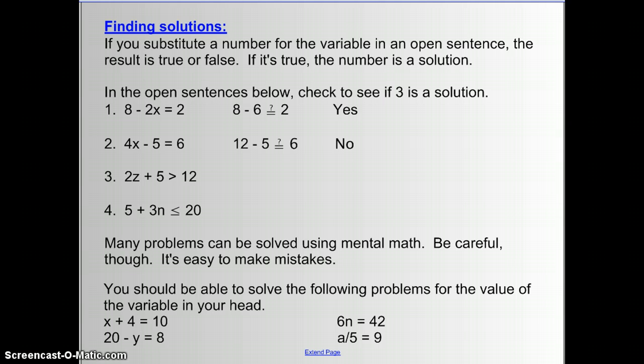6n equals 42. Divide both sides by 6 to get n equals 7. And then the last one, a divided by 5 equals 9. We're going to multiply both sides by 5 so that we have a all by itself on the left-hand side, and then we'll get a equals 45.